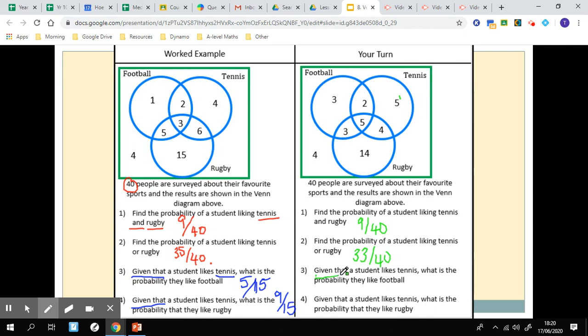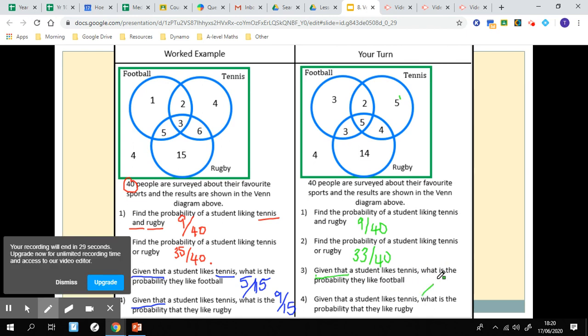Now, given that a student likes tennis, what is the probability they like football? Well, how many like tennis? 5, 10, 14, 15, 16. Of those, the number that like football is 7. 7 also like football. And again, of those that like tennis, out of 16, the number that like rugby is 4 plus 5, which is 9.